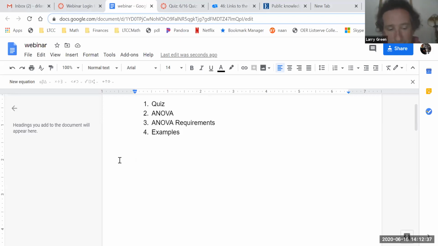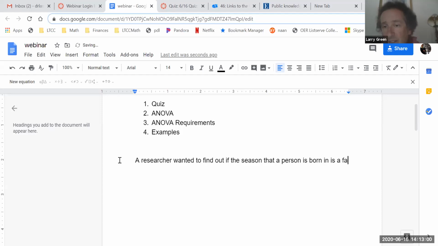Let's do an example. A researcher wanted to find out if the season that a person is born in is a factor in the person's high school GPA.